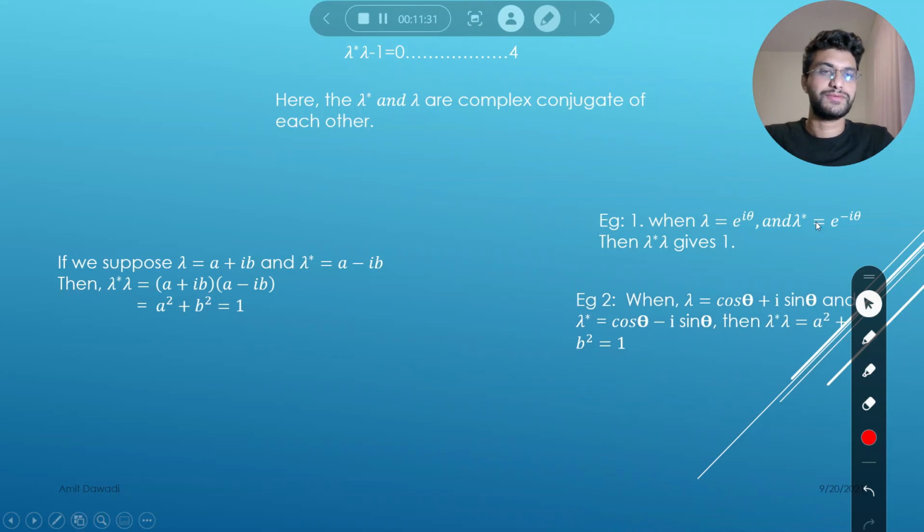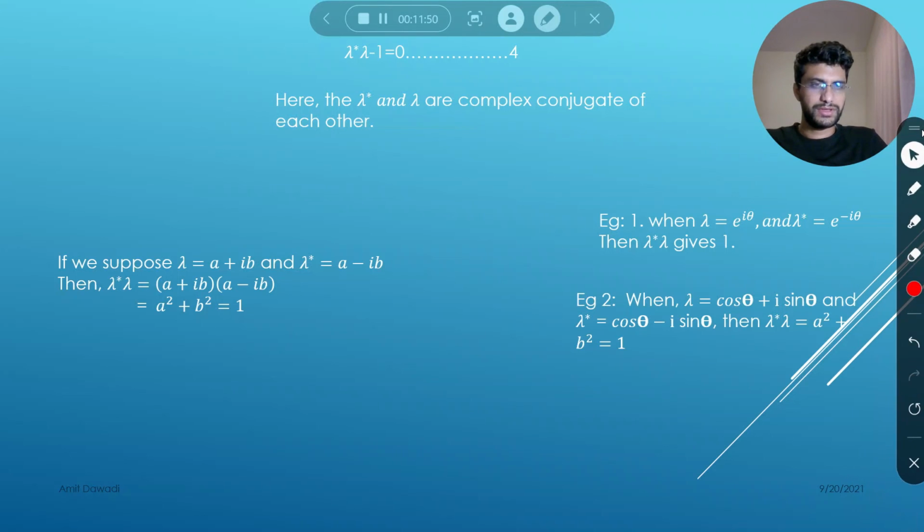Next example: lambda equal to cos theta plus i sine theta. Actually, this is the formula of e to the i theta, but in the trigonometric form of the exponential. If you have lambda equal to this expression, then its complex conjugate lambda star becomes cos theta minus i sine theta, with a negative sign here. Then if you multiply these two, we get again the norm a square plus b square equal to 1. That should be 1. Here also the norm is 1. So we are done with number 1.